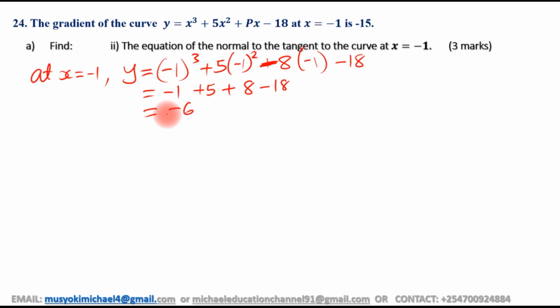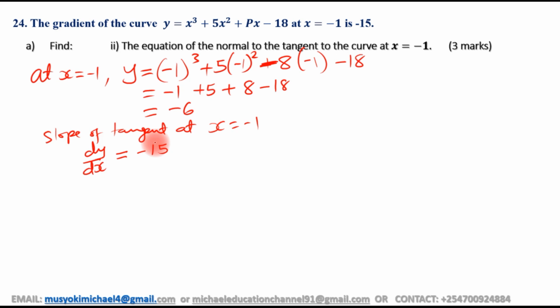Therefore, slope of the tangent at x is equal to minus 1. So we need to get the slope. The slope, and that is dy/dx. We got it at that particular point, it was minus 15.